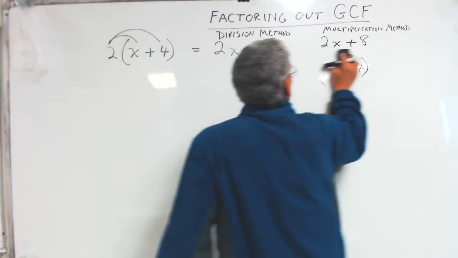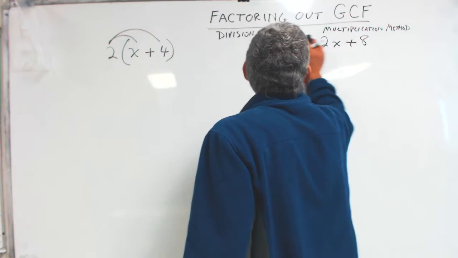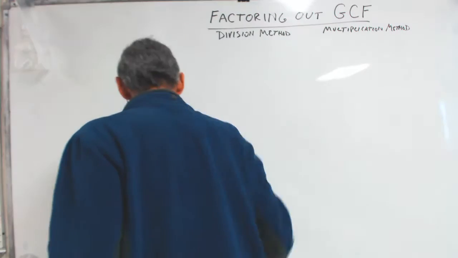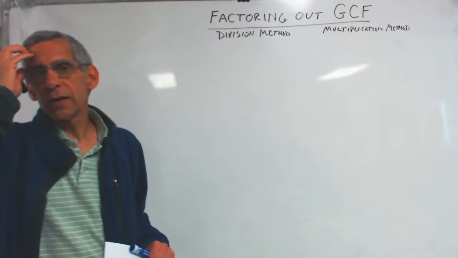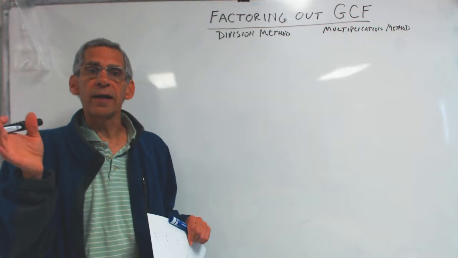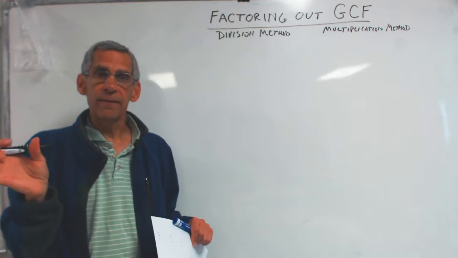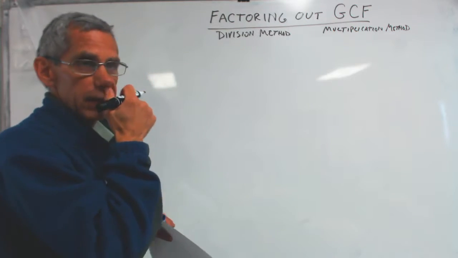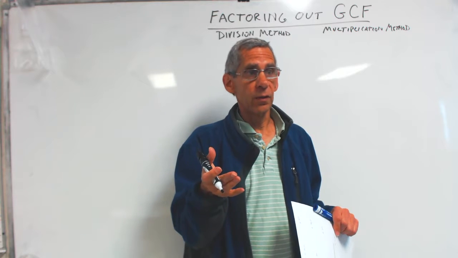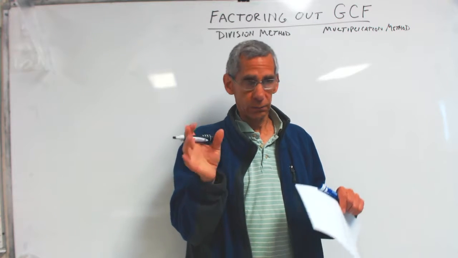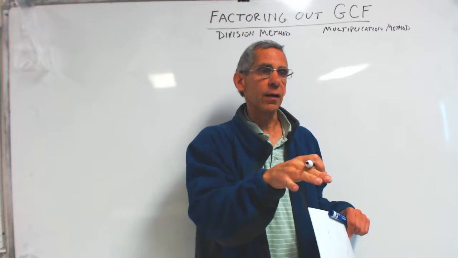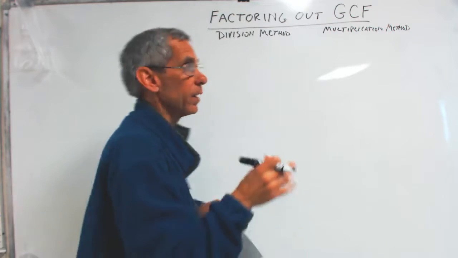Can we potentially do this with FOIL? I'm sorry? Can you potentially do this with FOIL? No, because we don't have binomials. FOIL has to have 2 binomials, right? Actually, you could potentially do it with FOIL, but we're not there yet. We will get there, but we're not there yet, okay?